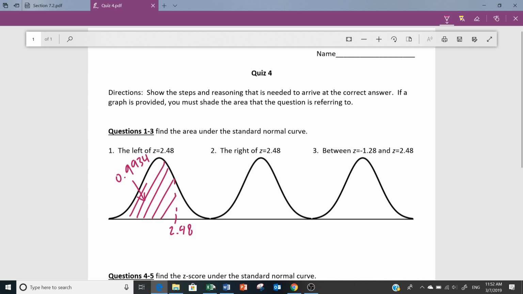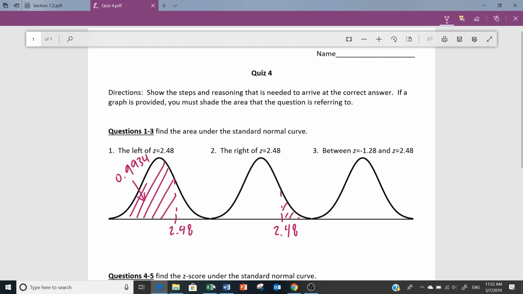Okay, next, area to the right of 2.48. So we want to shade this side. Well, we know the area to the left is 0.9934. How do we find the area to the right? Good, 1 minus. The total probability is 1. If there's 99% to the left, the 1% has to be on the right.